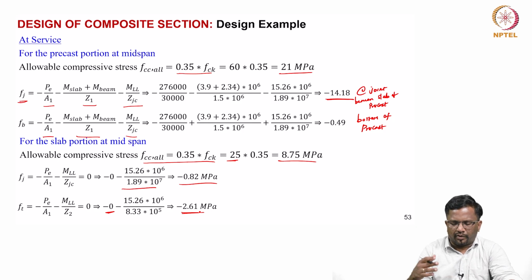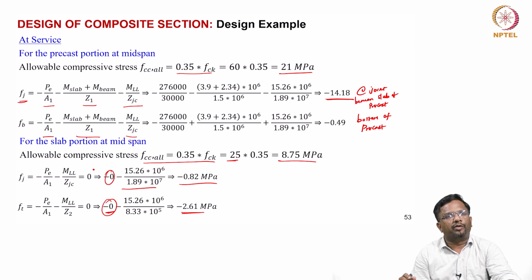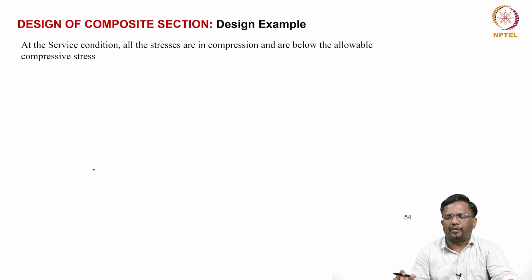Because the slab will not have the PE component in both the cases, that is the reason PE by A1 will become 0. It's only the live load that is being resisted by the slab at the top and the joint location. So, this is how we calculate the stresses. Now, we can plot everything. Again, all the stresses are in compression, which are below the allowable limit.